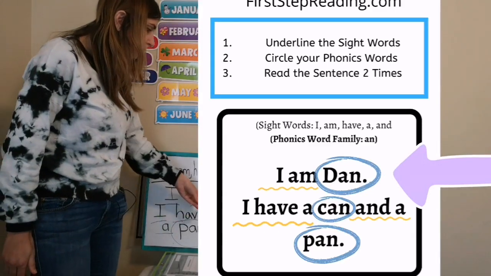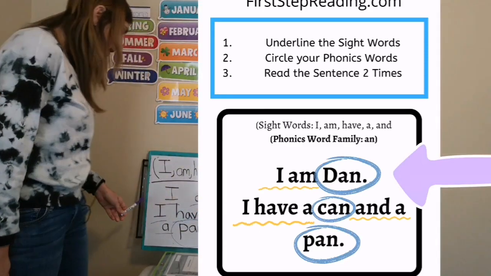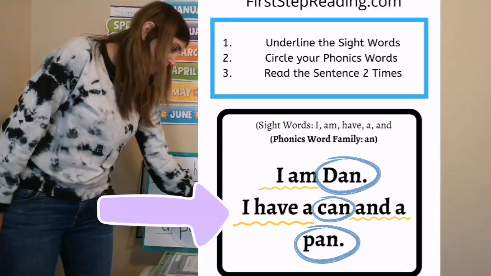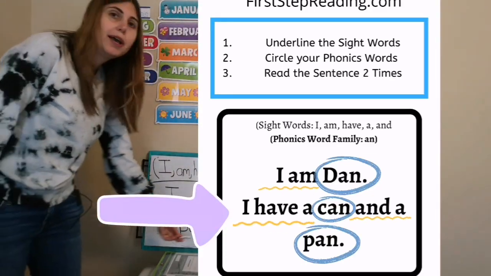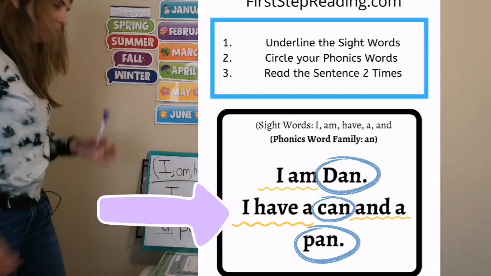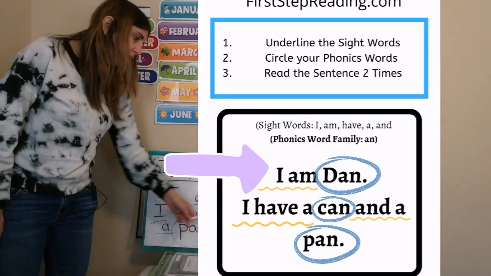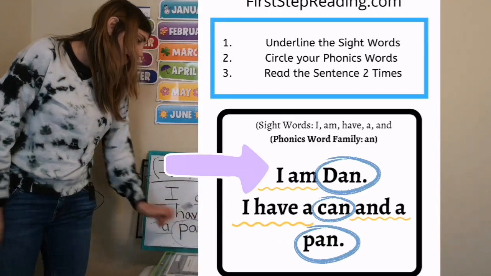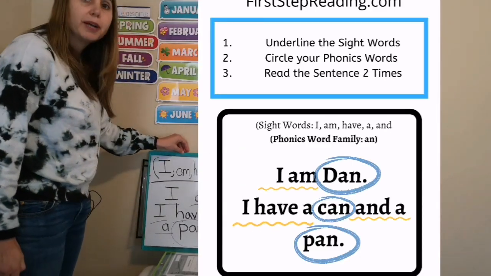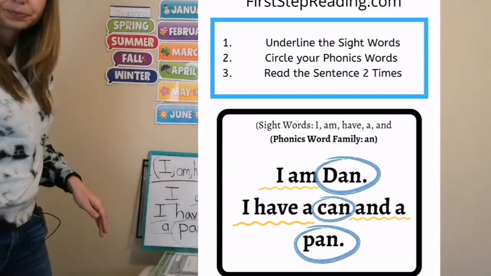I am Dan. I have a can and a pan. Now I'm going to read the whole thing again. I am Dan. I have a can and a pan. Those are my two sentences for today. They practice the "and" word family and my sight words.